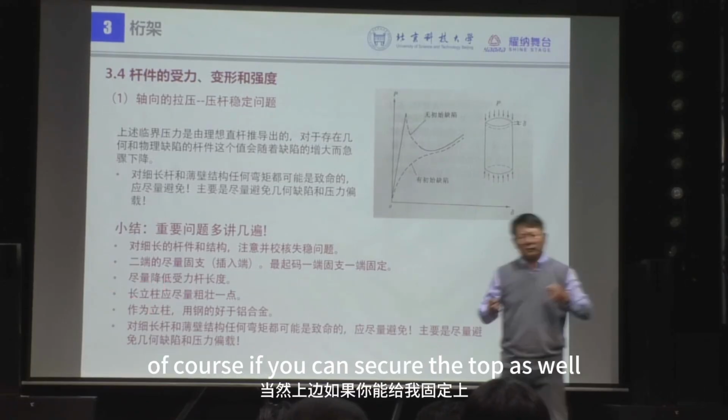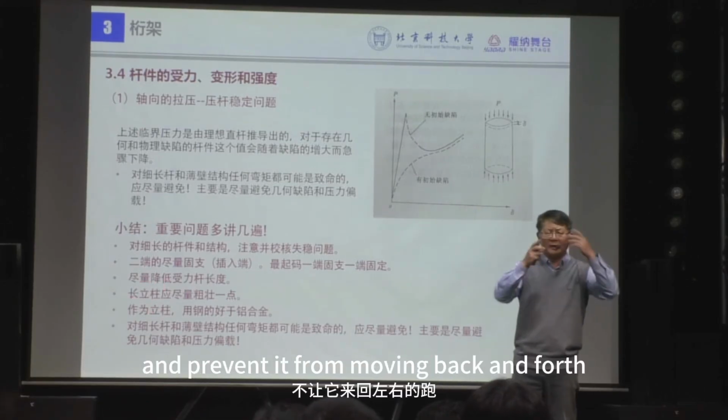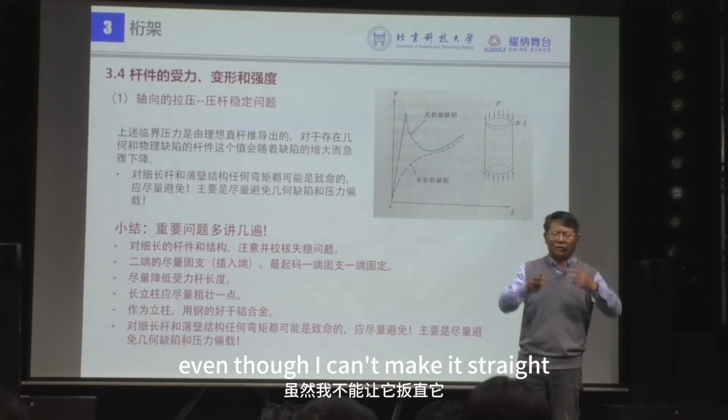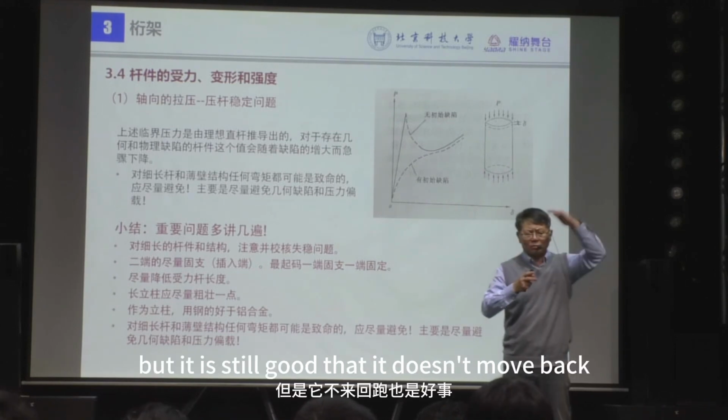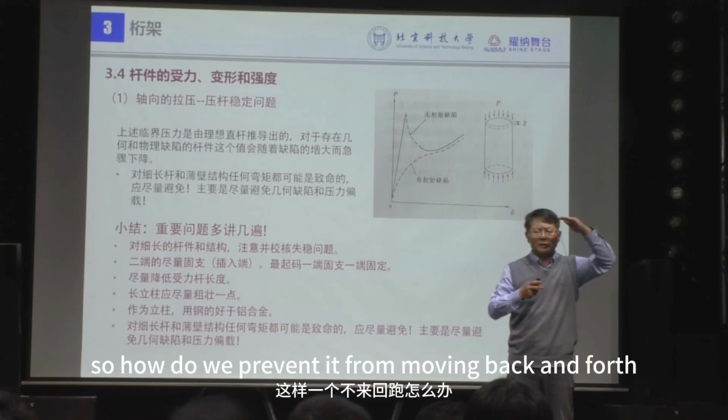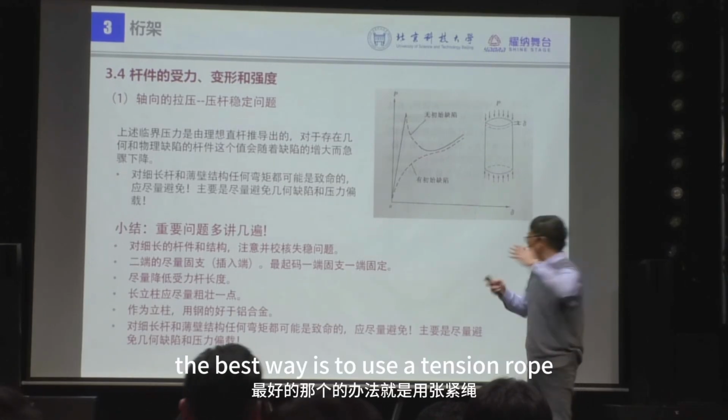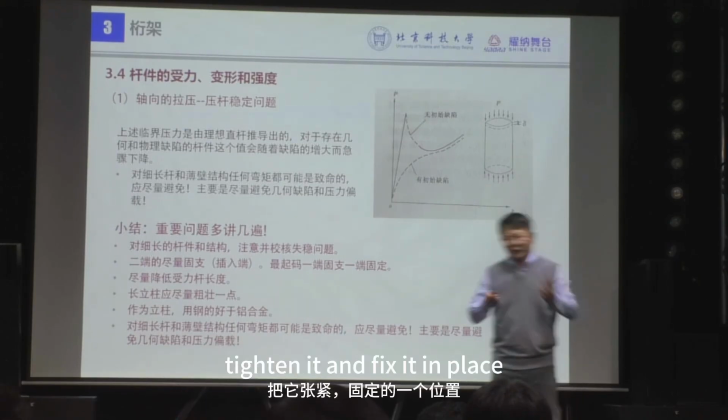Of course, if you can secure the top as well and prevent it from moving back and forth, even though I can't make it straight, it's still good that it doesn't move back and forth. So how do we prevent it from moving back and forth? The best way is to use a tension rope, tighten it, and fix it in place.